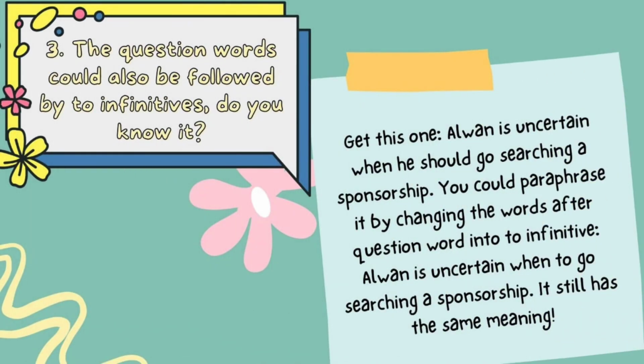3. The question words could also be followed by a to infinitive. Do you know it? Get this one. Alwan is uncertain when he should go searching for a sponsorship. You could paraphrase it by changing the words after the question word into the infinitive. Alwan is uncertain when to go searching for a sponsorship. It still has the same meaning.